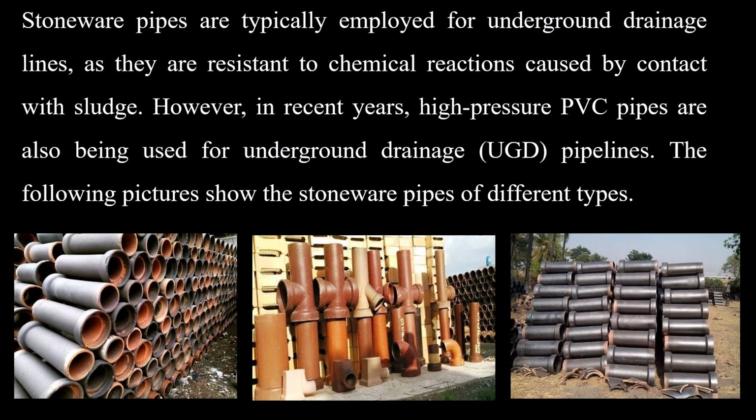Stoneware pipes are typically employed for underground drainage lines as they are resistant to chemical reactions caused by the contact with sludge. However, in recent years, high pressure PVC pipes are also being used for underground drainage lines. The following pictures show the stoneware pipes of different types.